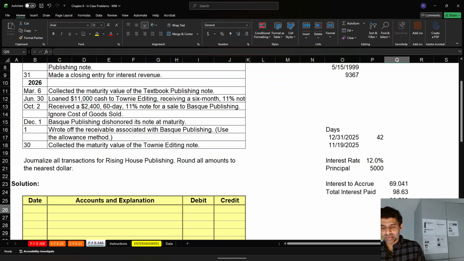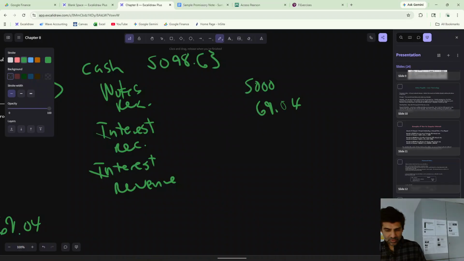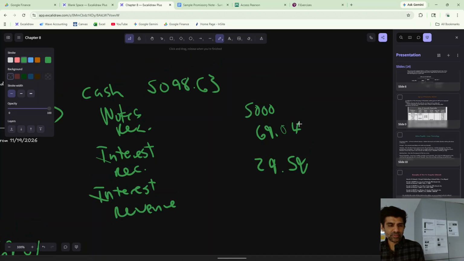Okay, so $29.59. So this would be our journal entry for this payment. There's a tiny difference between subtracting what we totally have to receive minus what we accrued, and if you count 42 days and 18 days. And as you said, it's some rounding difference.